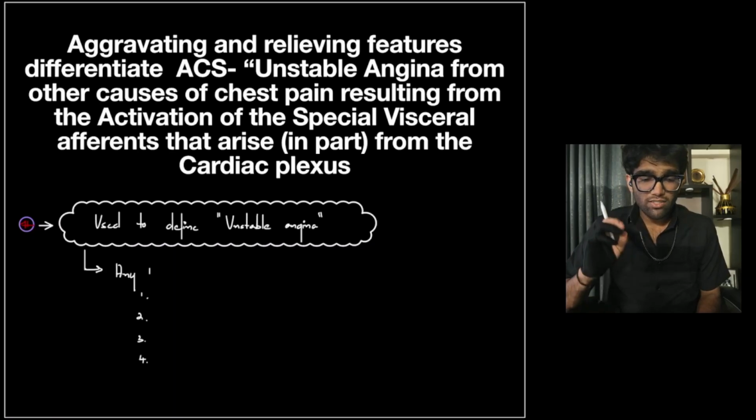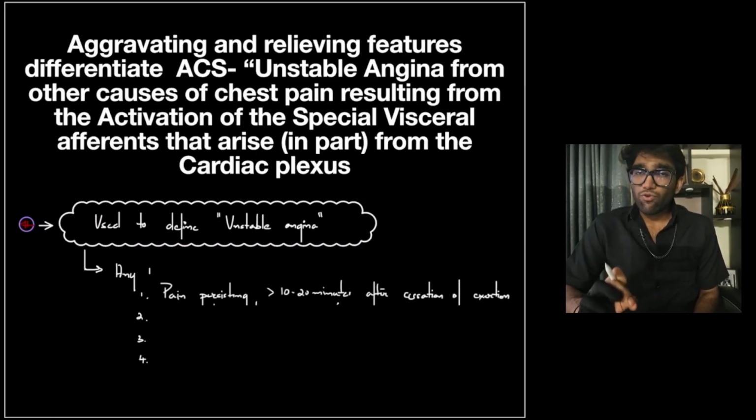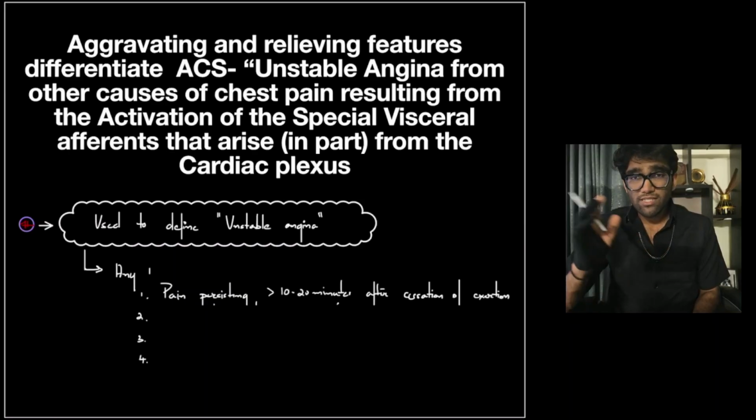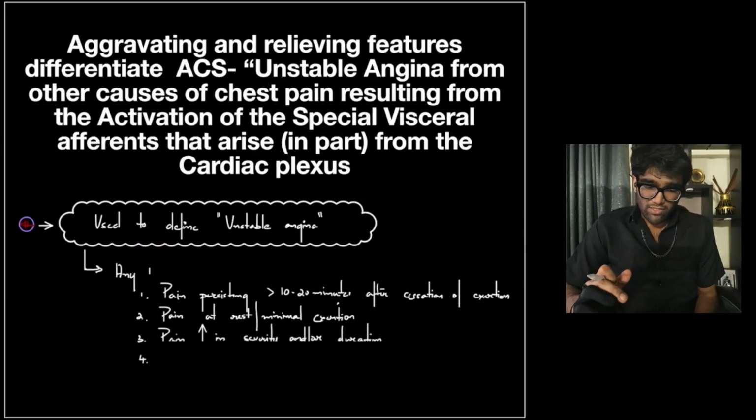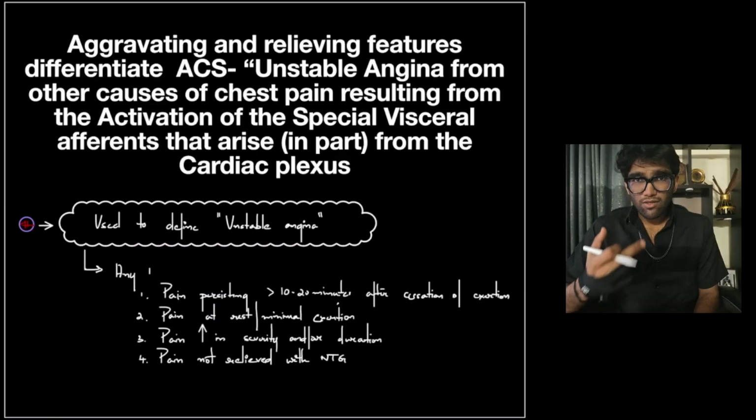That is what is termed unstable angina, and there is a very specific way to define unstable angina. What is that? The presence of any one of the following: pain that has been persisting for more than or equal to 10 to 20 minutes after cessation of exertion. This is to differentiate it from chronic stable angina and other causes. Pain that is present at rest or with minimal exertion. Pain that increases progressively in terms of severity and/or duration during the past 1 week. And pain that is not relieved with sublingual nitroglycerin or other things that cause epicardial coronary artery dilatation. All of this defines unstable angina.